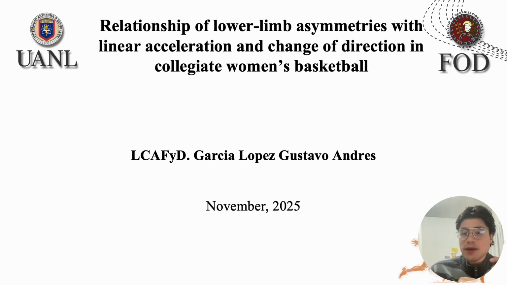This study examines the relationship between neuromuscular asymmetries in lower limbs and athletic performance in female university basketball players, focusing primarily on linear sprint and change of direction ability.